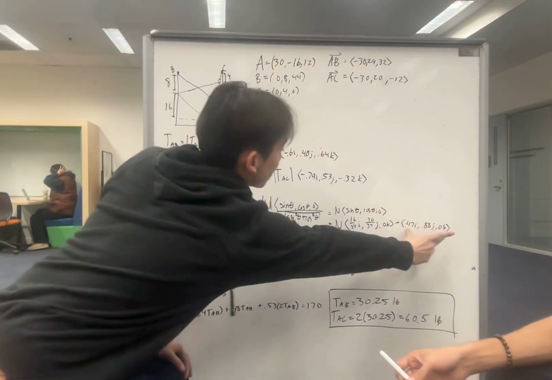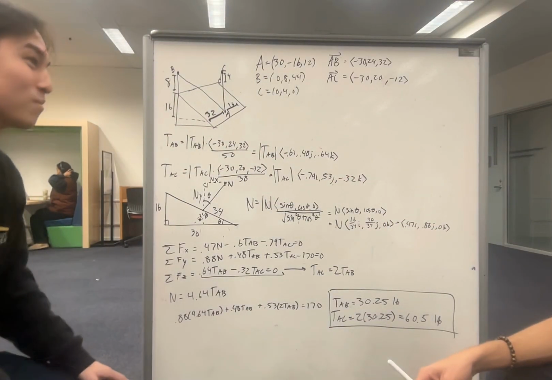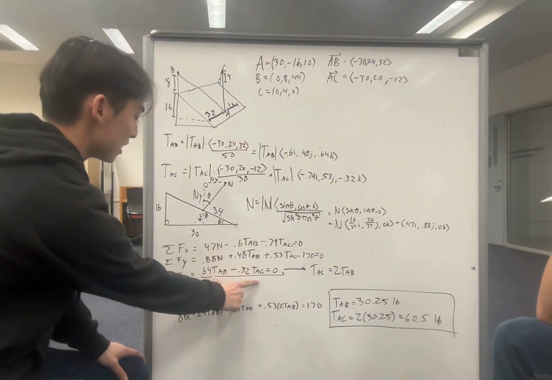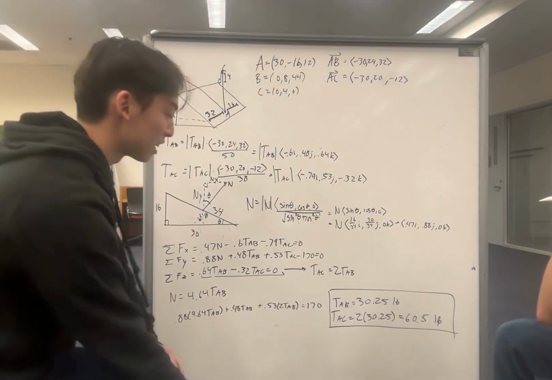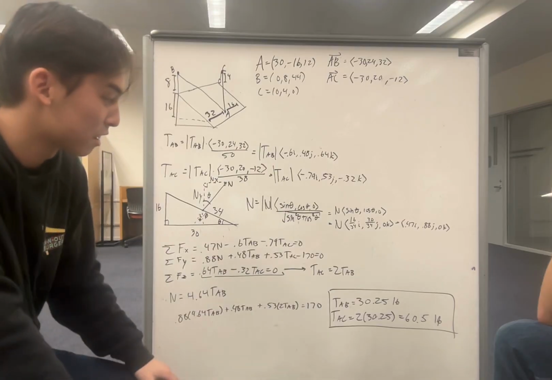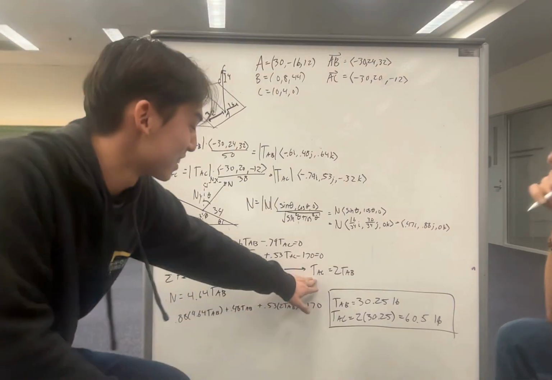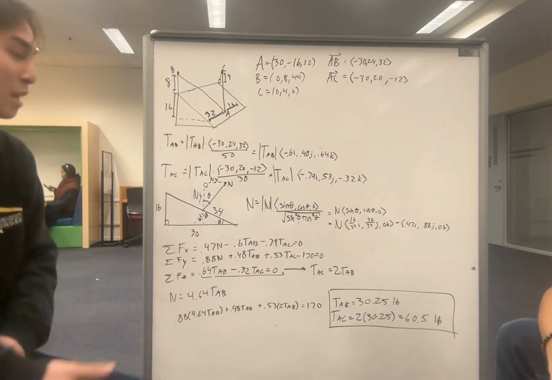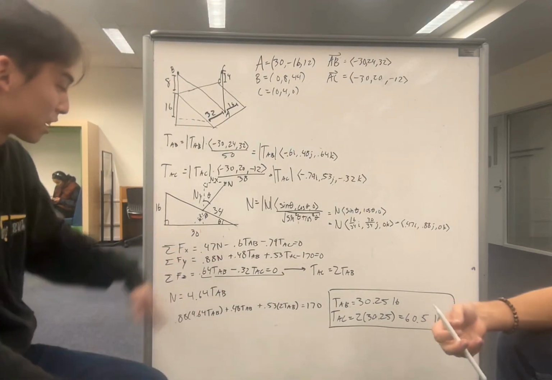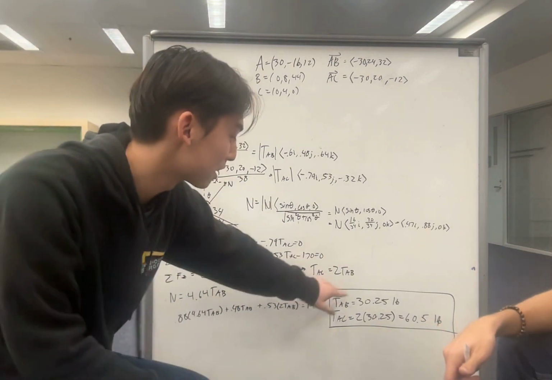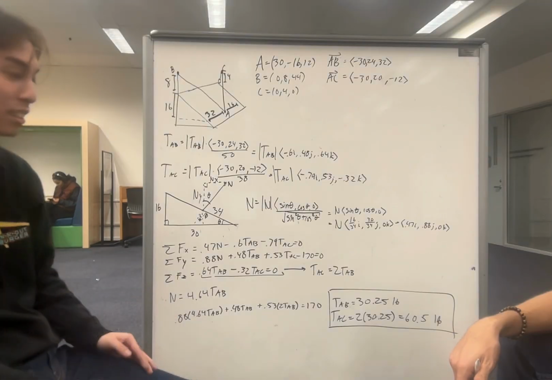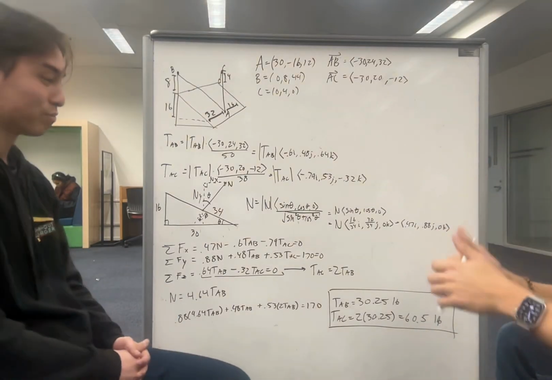So now we have 3 vectors, and that sounds like a system of equations to me. Exactly. We have our perfect system of equations, and using our z forces, we actually see the relation between TAC and TAB. Sorry, TAC is actually 2 times TAB. And so if we solve for one of them, we can easily solve for the other one. So using the system of equations, we find that TAB is 30.25 pounds. And then just doubling that for TAC, we get 60.5 pounds. Pretty similar to the last problem.